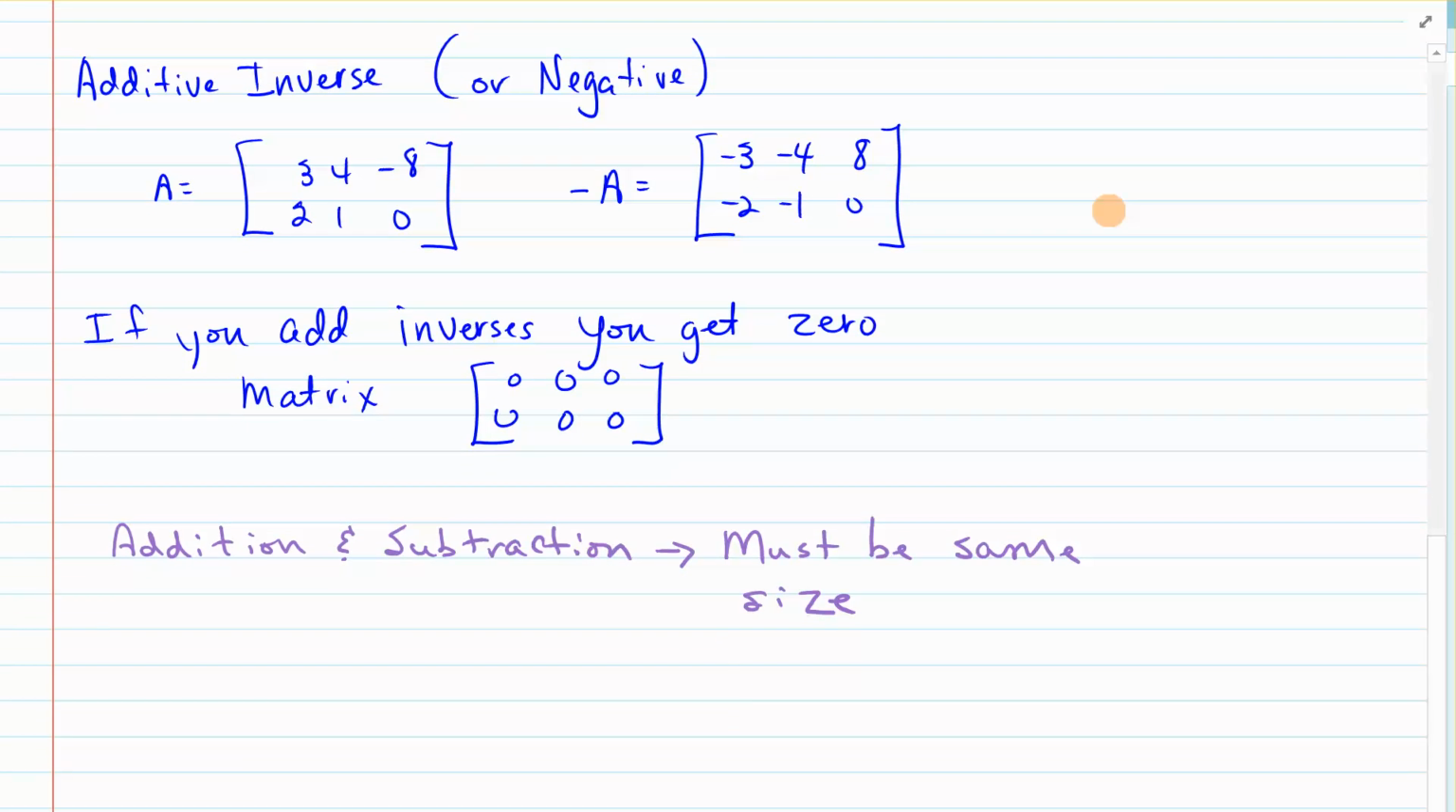Now, the additive inverse, or the negative of a matrix. If this is matrix A, the negative A is just the negative, or the additive inverse, of all those items. If you add this type of inverse, if you add a +1 and a -1, you will get zeros in everything. When you're adding and subtracting, they must be exactly the same size. So you could not add a 2 by 3 and a 3 by 1. They must be exactly the same size. I think that's the items that we need to talk about in the notes. Let's look at the problems for 2.3.